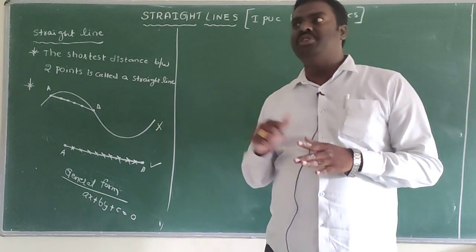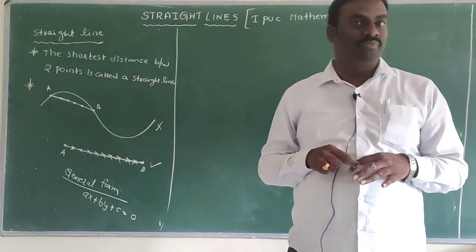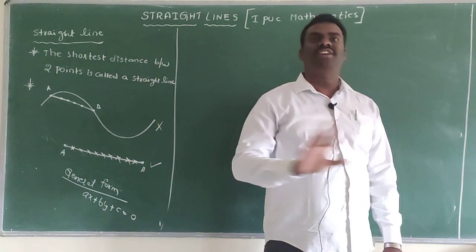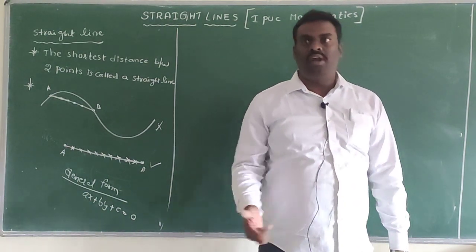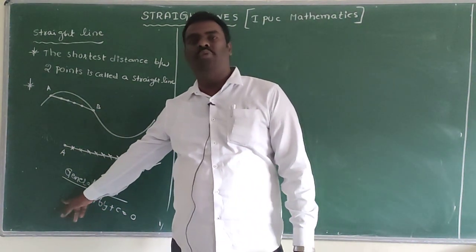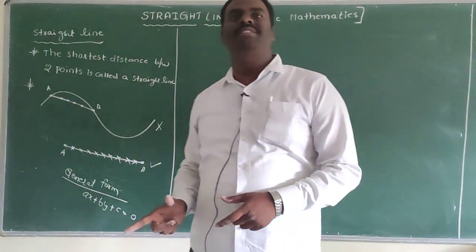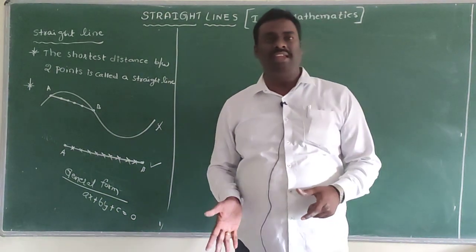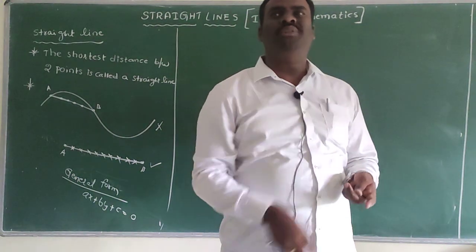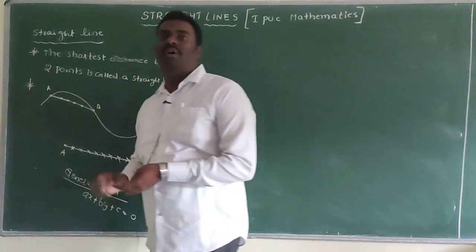If a value is 0, yes, it is a straight line. If b value is 0, yes, it is a straight line. If a and b both are 0, it is not a straight line. Why? Because if a and b both become 0, then the x term and the y term are eliminated. Only the constant remains. This constant cannot be considered a Cartesian equation. That's why either a value is 0 or b value is 0. But if a and b both are 0, that cannot be considered an equation of a straight line. So this is the general form of a straight line.